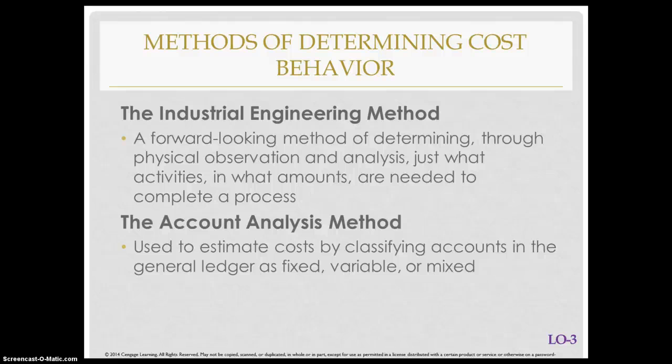So there's different methods of determining a cost behavior. The industrial engineering method is a forward-looking method of determining, through physical observation and analysis, just what activities and what amounts are needed to complete a process. And the account analysis method is used to estimate costs by classifying accounts in the general ledger as fixed, variable, or mixed. And that's probably what we're most used to seeing.